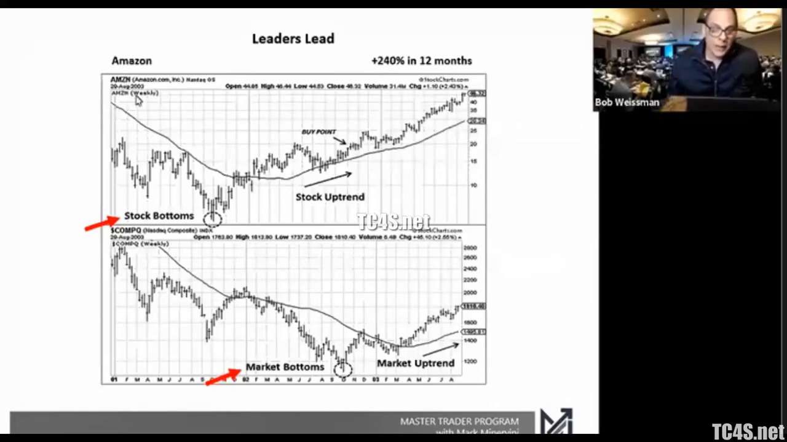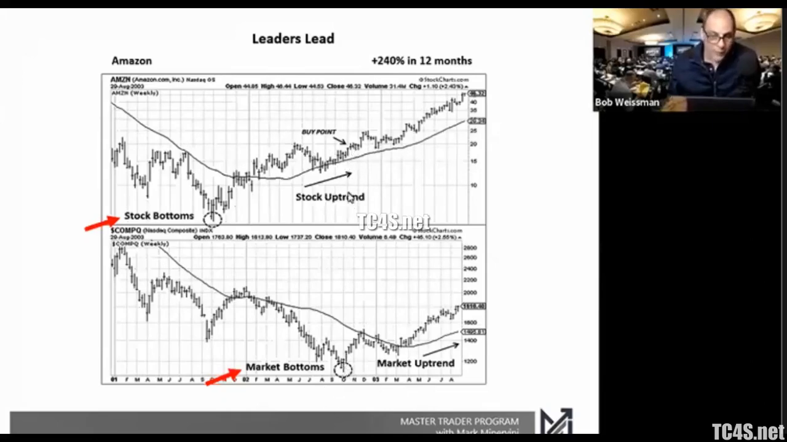So here, Amazon stock bottoms back here in '01, right? And turns up into an uptrend. Here's your 200-day moving average, 40-week moving average. You can see the buy point coming out of a nice, well-formed base here is coming right off of the market lows. You see the market doesn't bottom for another year, or even more than a year. The stock bottoms a year and a half before the market bottoms. And by the time the market bottoms, the stock is set up and ready to go.